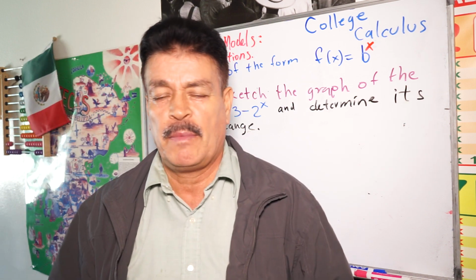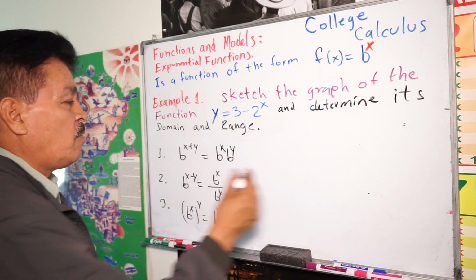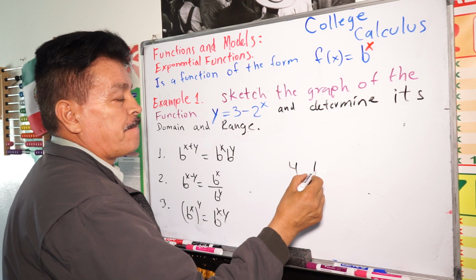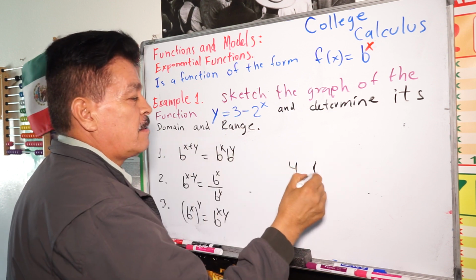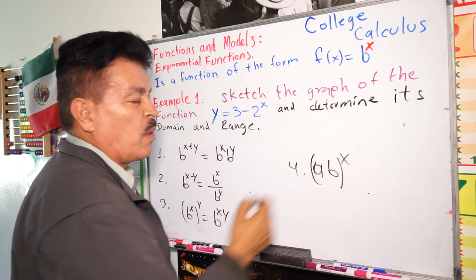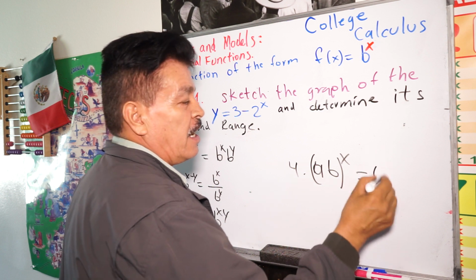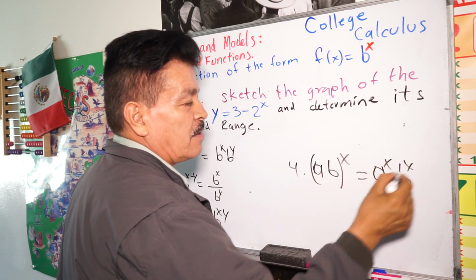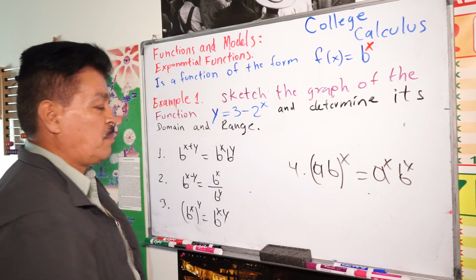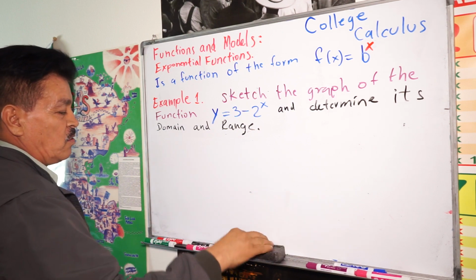We have some more ideas. Number four, when you have (ab) to the x power, this equals a to the x times b to the x, right? I think these are the most important laws or rules of the exponents, okay? All right, so let's try to solve this problem.